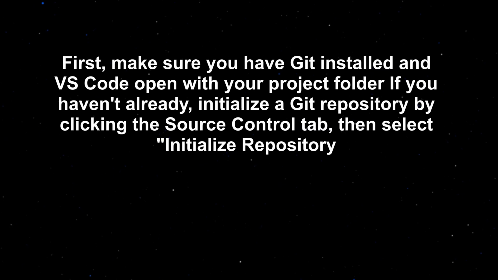Ready to ditch the command line and supercharge your coding workflow? First, make sure you have Git installed and VS Code open with your project folder if you haven't already. Initialize a Git repository by clicking the Source Control tab, then select Initialize Repository.